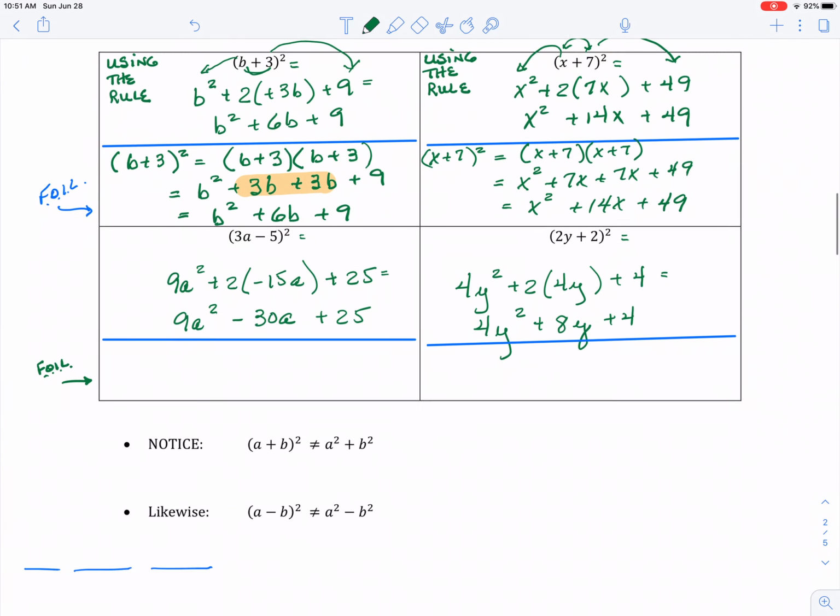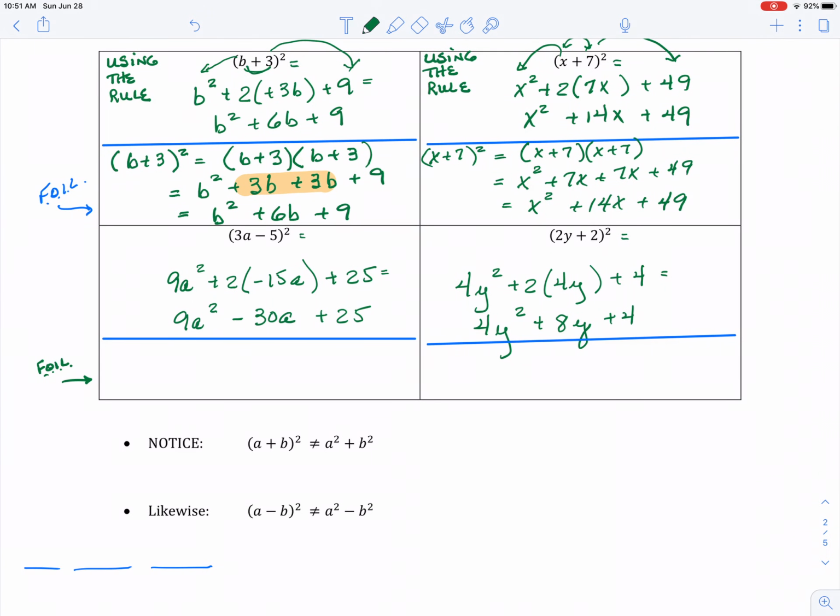All right, so let's do 2 more and then we'll stop. So 3a minus 5 is a binomial. It is enclosed in parentheses, and it is being squared. So let me write that base 3a minus 5 down twice as a multiplier. And then I'm going to do first times first, outside, inside, and last times last. And of course you can see we end up with 9a squared.